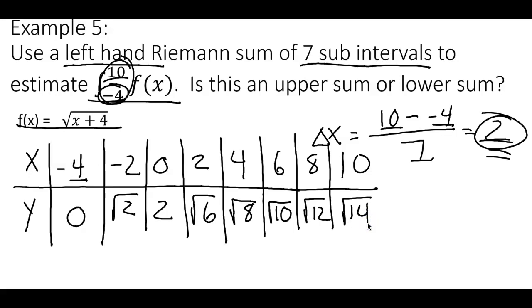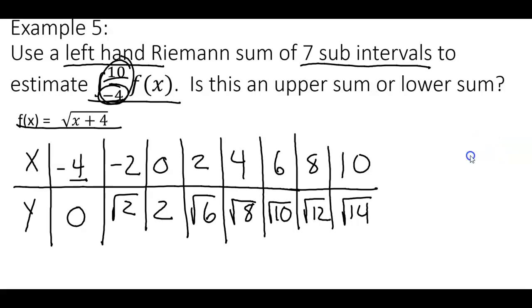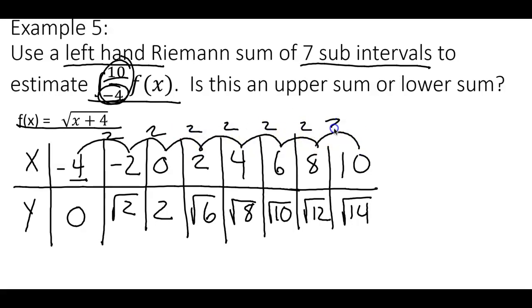So we want to do a left-handed Riemann sum. When you're doing a left-handed Riemann sum, you're going to find your bases, which we already know is 2. Right? Every base of my rectangle is 2. And by the way, how many rectangles do I have? 1, 2, 3, 4, 5, 6, 7, because that's what we made it, right? So we have bases of 2.